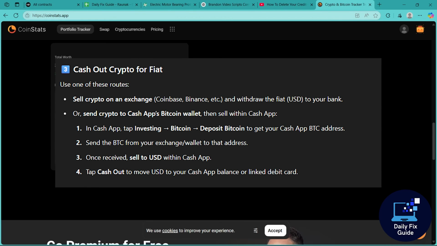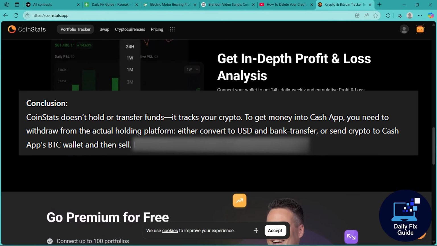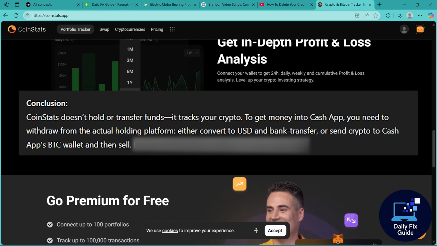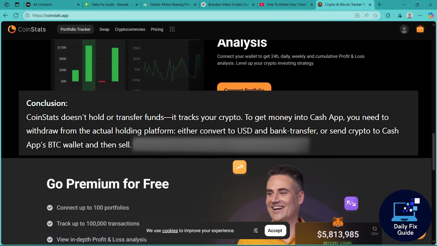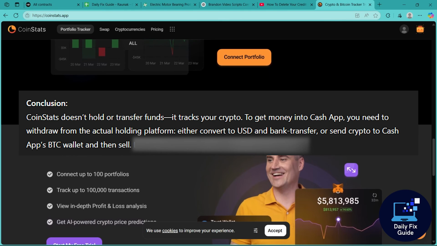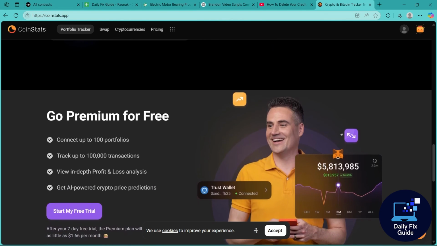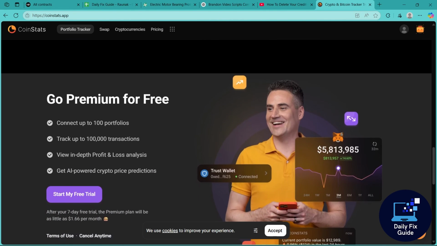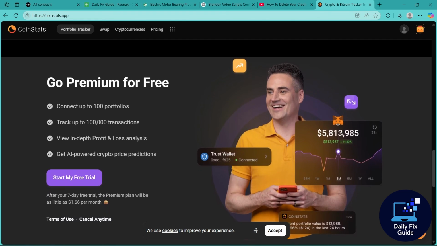or linked debit card. So, in conclusion, CoinStats doesn't hold or transfer funds. It tracks your crypto. To get money into your Cash App, you need to withdraw from the actual holding platform, and either convert to USD and bank transfer or send crypto to Cash App's BTC wallet and then sell.